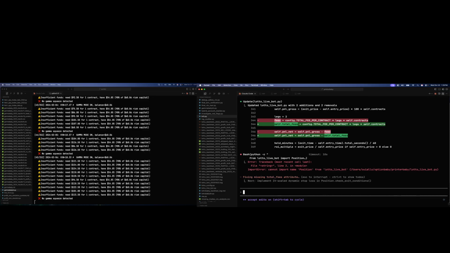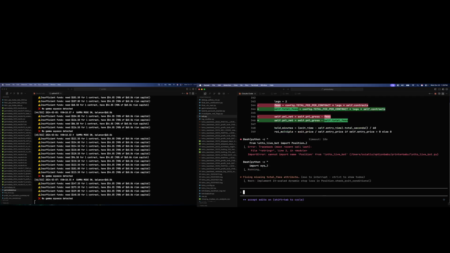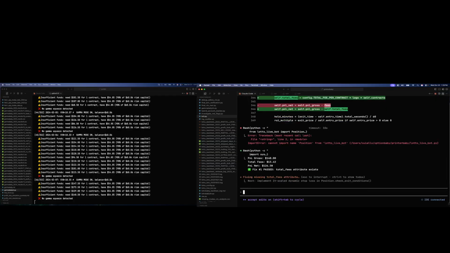You're seeing the import positions from Lotto. Okay, just ran. Just fat fingered it. So now it's going to do that same command again, but with a better code structure. So it's like, all right, I meant to fat finger that. There you go. Now we're good.